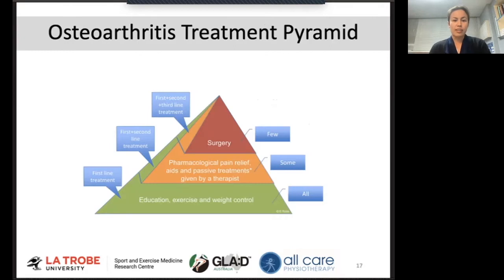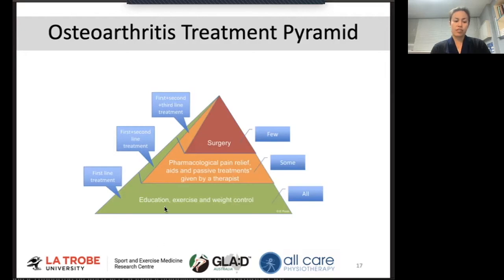So if we come back to the osteoarthritis treatment pyramid to look at what we can do for osteoarthritis, treatment aims at reducing symptoms and improving joint function. And the GLAD program is based off the osteoarthritis treatment pyramid. Every person seeking care for joint pain in their hip or their knee should be offered education, exercise, and weight reduction if needed. This recommendation is supported by Australia's national guidelines for osteoarthritis care.